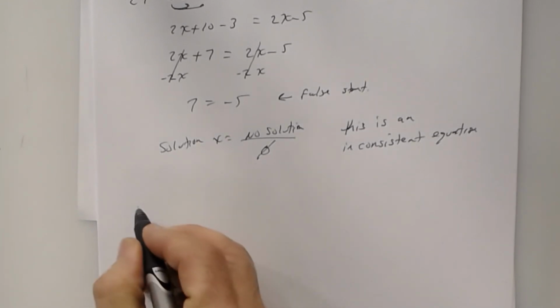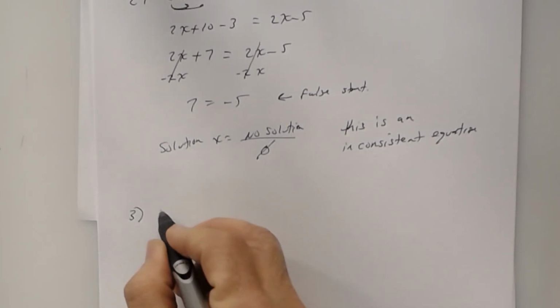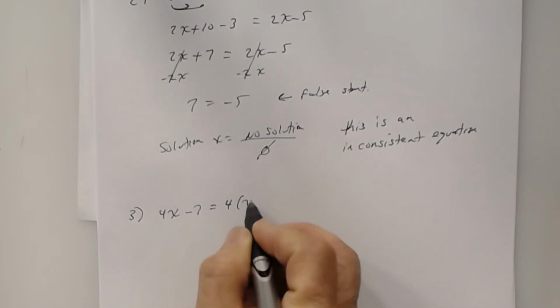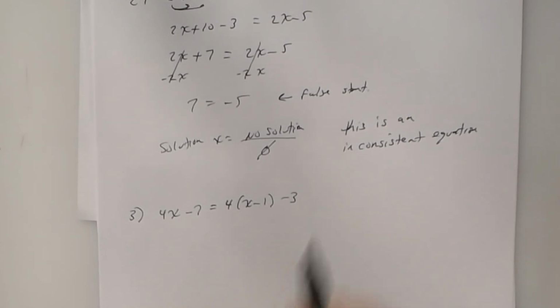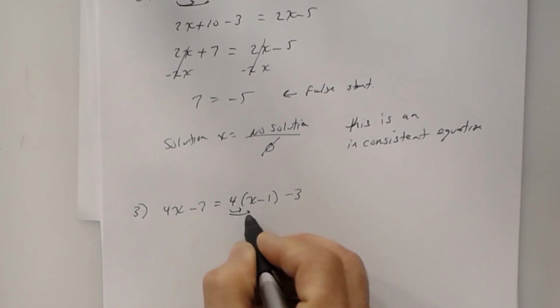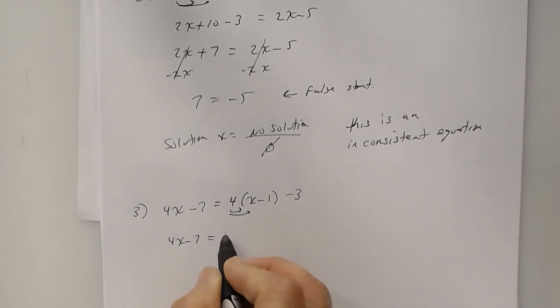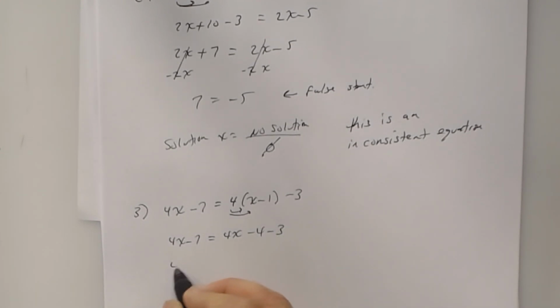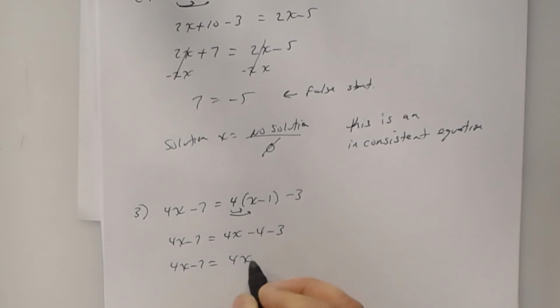Number 3. Suppose I had this. 4x minus 7 equals 4 times x minus 1, minus 3. So how are you going to solve that equation? Distribute the 4. And so I get 4x minus 7 equals 4x minus 4 minus 3. Combine like terms, you get 4x minus 7 equals 4x minus 7.